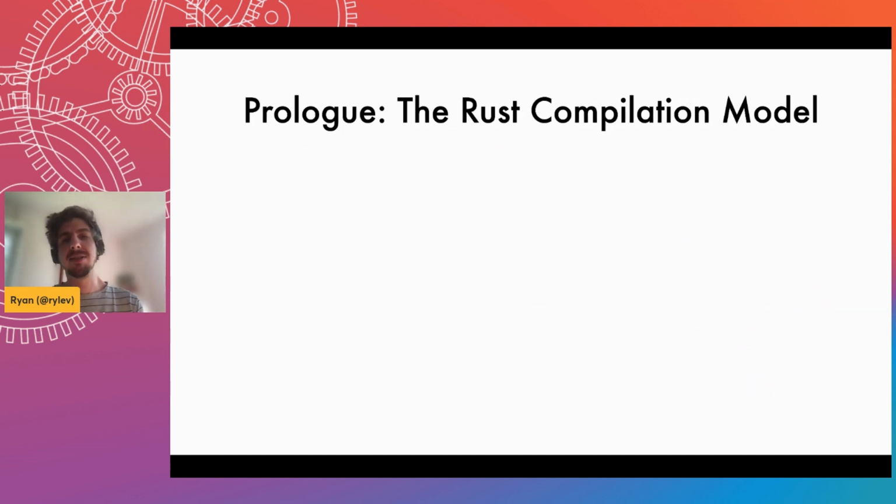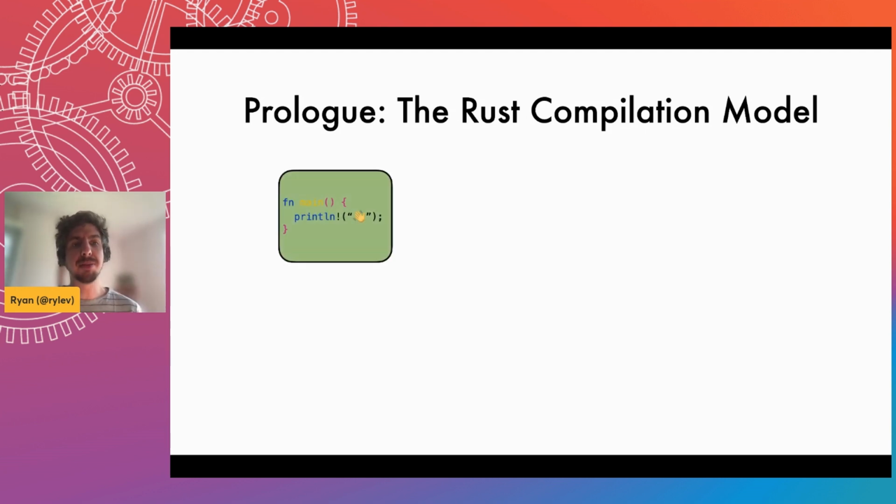Before we begin, I'd like to talk through the Rust compilation model. This is vastly simplified and in some ways not even fully correct, but it's important for this talk that we understand how Rust compiles code. So you have some code. Here's a main function printing a wave emoji. And we're going to pass that Rust code over to rustc and LLVM.